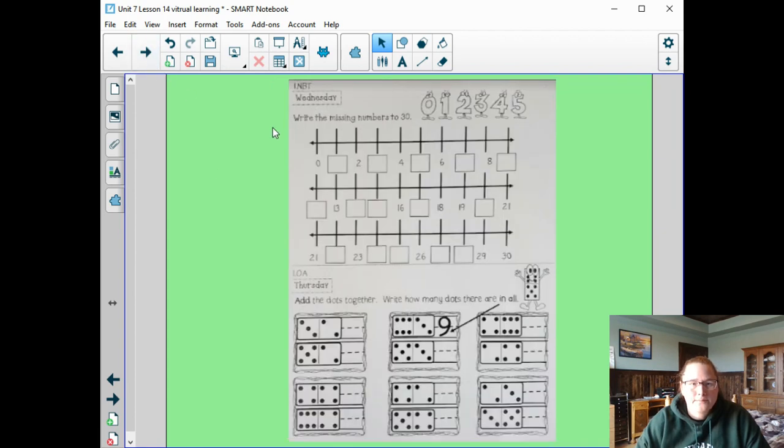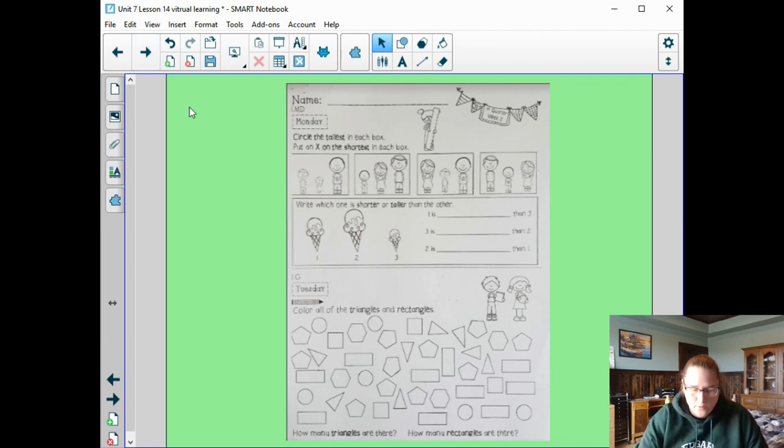Flip it on over. Here it says write the missing numbers to 30. So you start at 0, fill in the missing number. Here you have a missing number and then 13. Keep going all the way to 30. On the bottom it says add the dots together. If you don't need to count by ones, that'd be awesome. Just write the amount on the line. When you're done with that sheet, going on to our last worksheet.